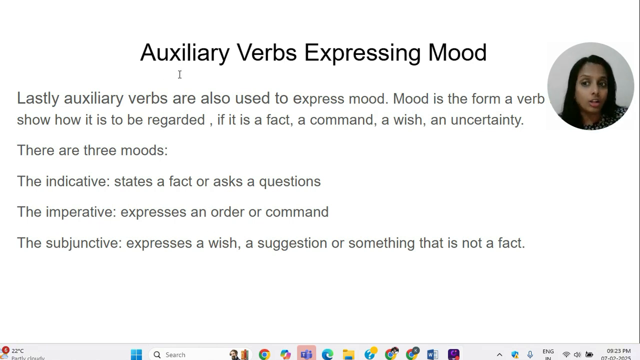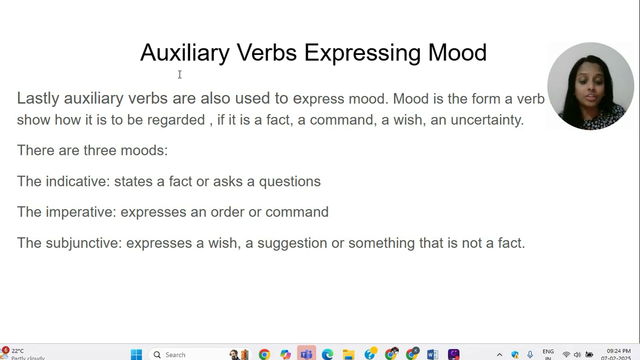But that's not all. In today's video, we are going to dive even deeper into the world of auxiliary verbs. We will explore how these verbs can also express different moods in English. Yes, mood. So, what exactly do we mean when we say mood? Well, mood refers to the form a verb takes to show how it should be regarded. Is it a fact, or a command, or a wish, or a hypothetical situation?